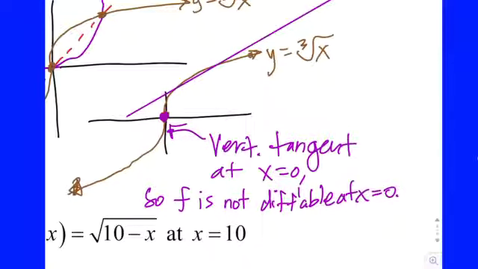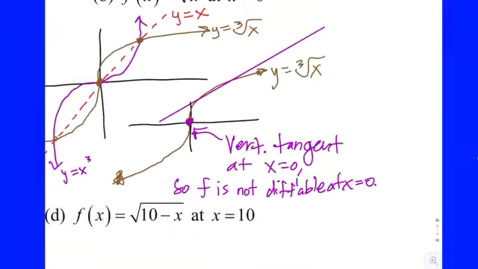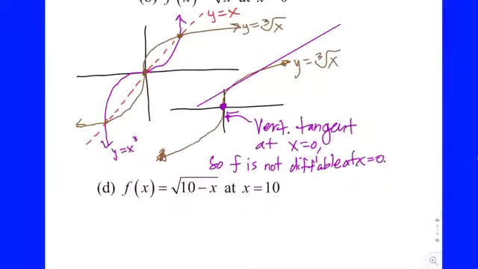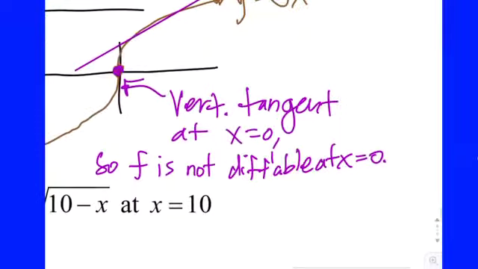Now there's going to be another way to determine where a function is differentiable. All you have to do is find the domain of the derivative. But we need to have the derivative function in our hand, and we don't have this one, and I'm not going to do it using the limit definition, all right? So be on the lookout for vertical tangents.